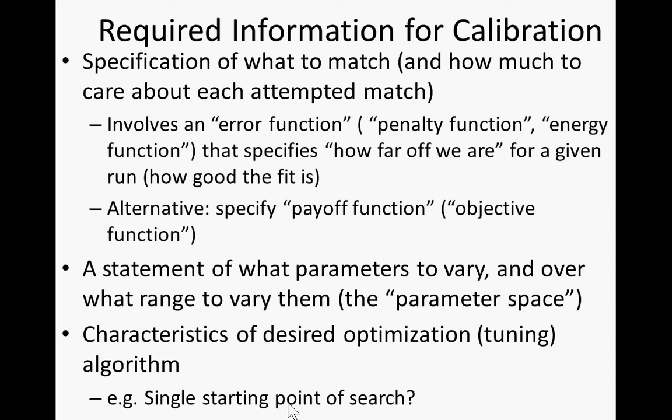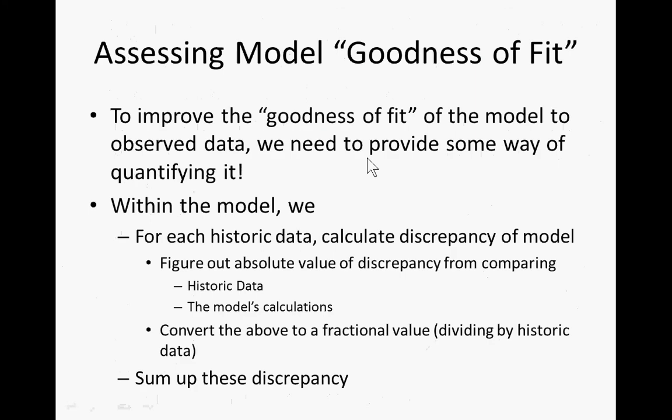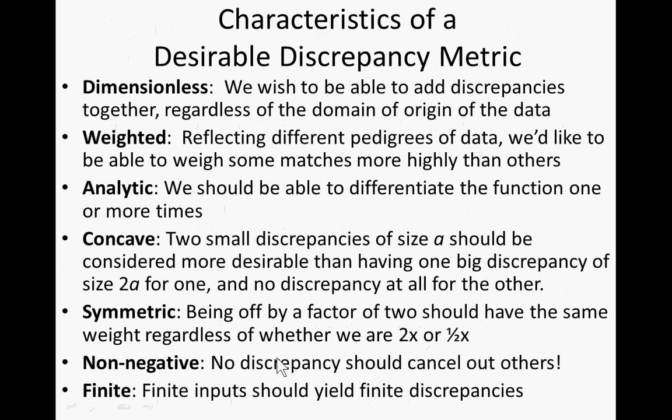What parameters do you want to vary? And then what optimization algorithm do you want to use? So here we're exploring some parameter space. So calibration is exploring the space and trying to find regions of this space or particular sets of parameter values that elicit particularly good fits. Here, for each point of historical data, we're going to calculate a discrepancy between what the model would predict for that versus what's actually observed. And we sum up those discrepancies, okay? That's kind of the idea.